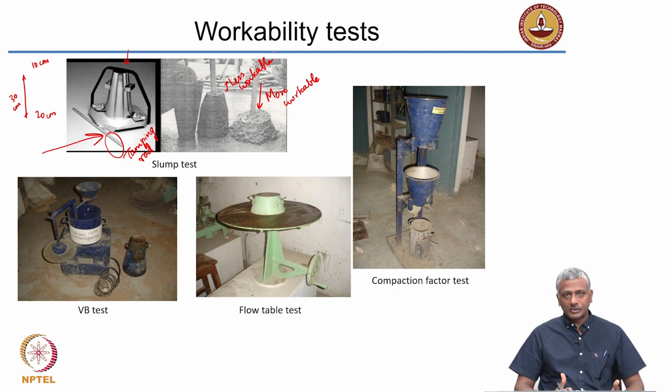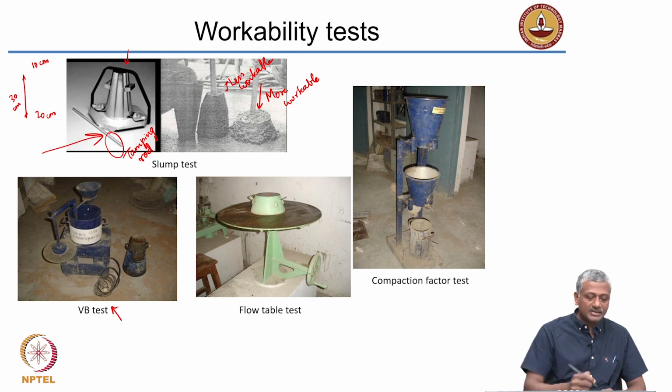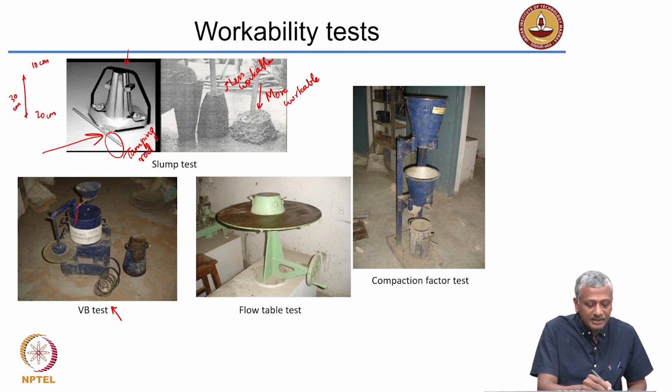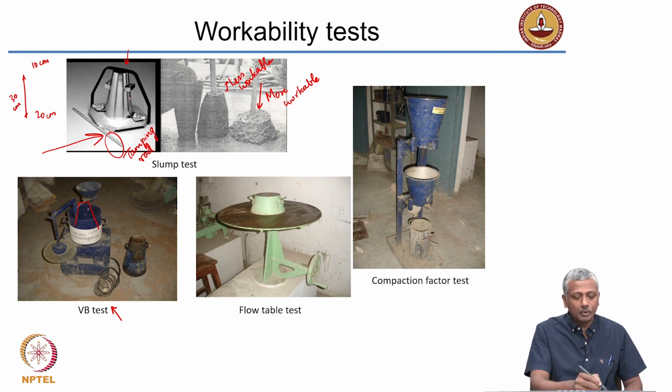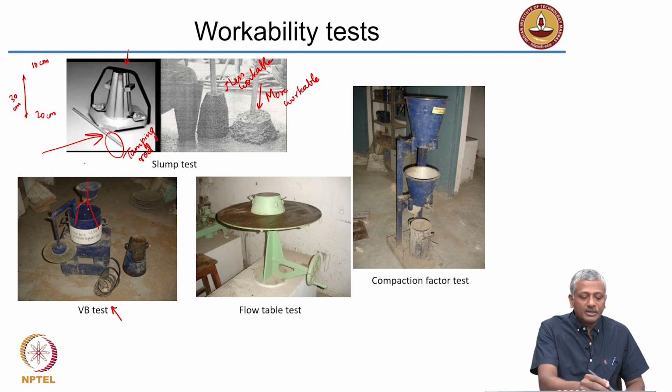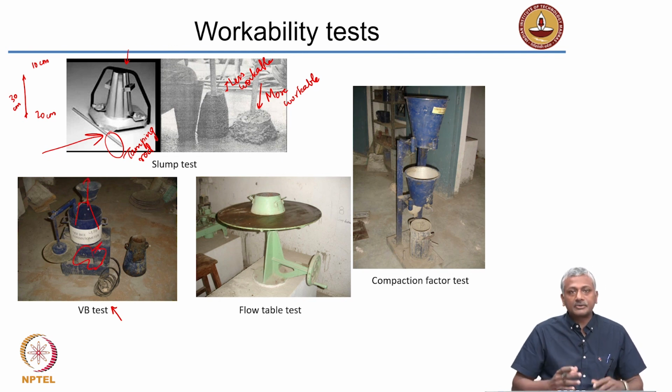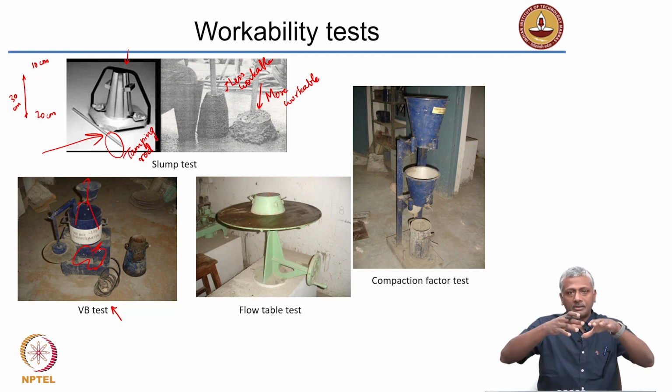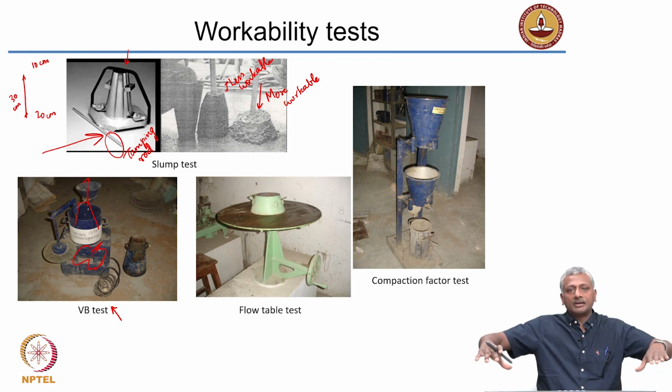There are other tests also that can be used for stiffer mixtures. Slump does not work very well for those, so you may want to use something called the VB test. In this case, you have a cone which is sitting in the center of a cylinder. You fill up the cone in the same way as you fill up the slump cone, right. Then you lift the cone and you vibrate this entire apparatus so that the conical shape of the concrete assumes the cylindrical shape of the container.